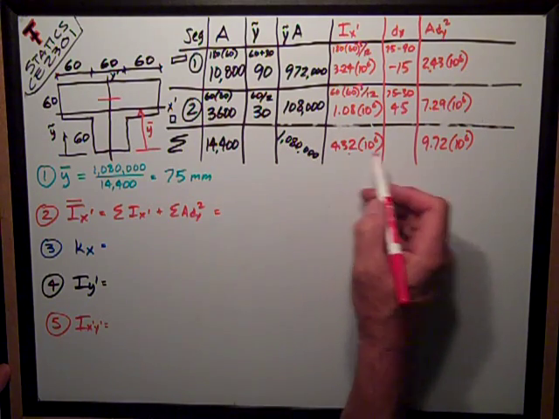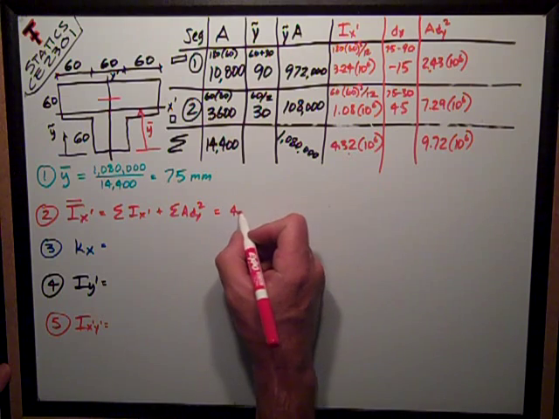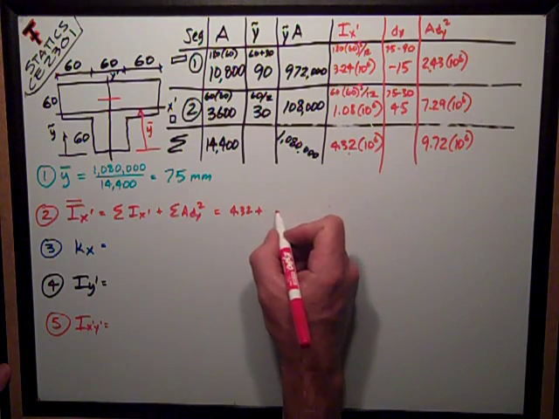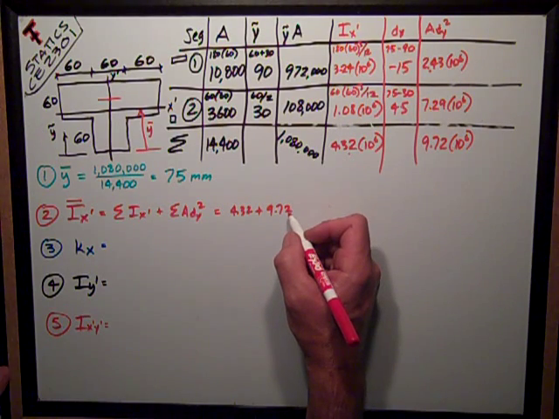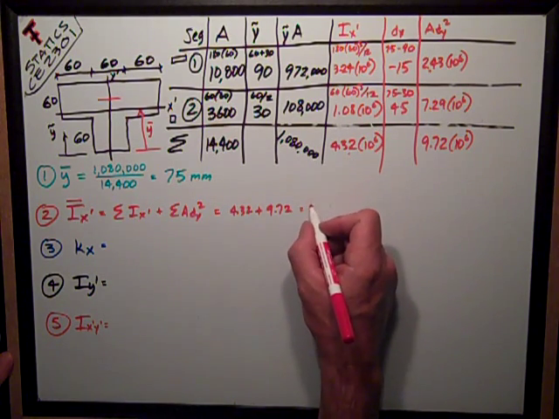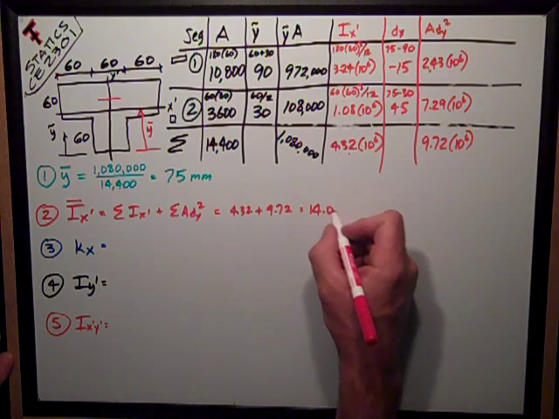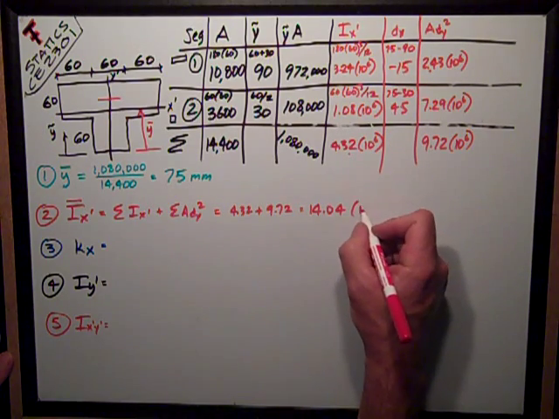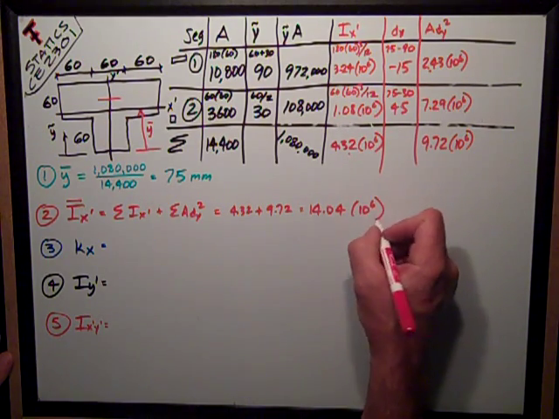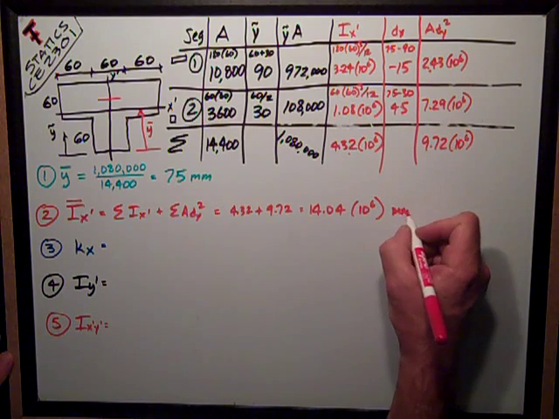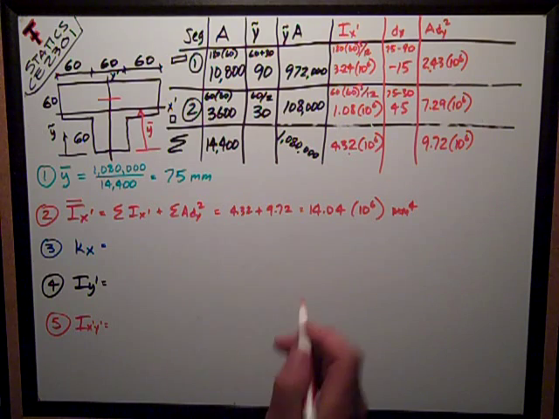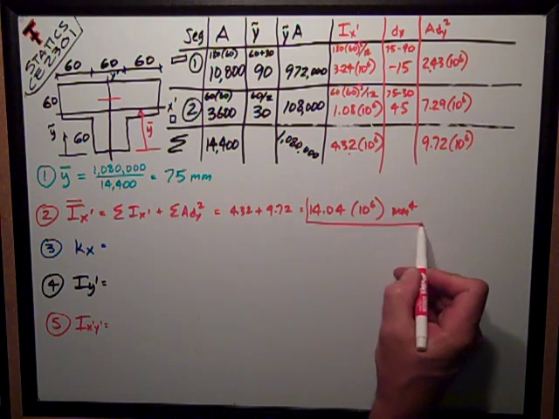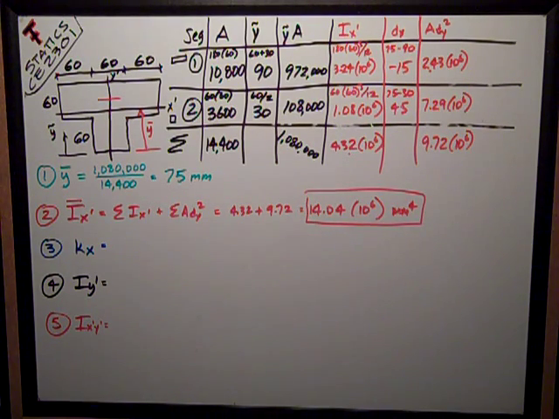Just add these two columns together, 4.32 plus 9.72 is equal to 14.04 times 10 to the 6th. My units are, of course, millimeters to the 4th. Put a box around it.